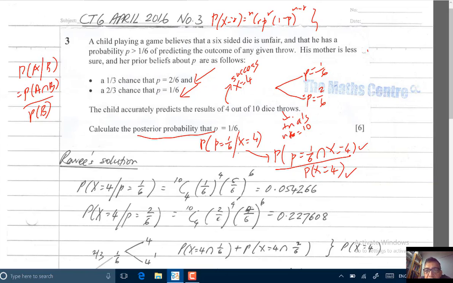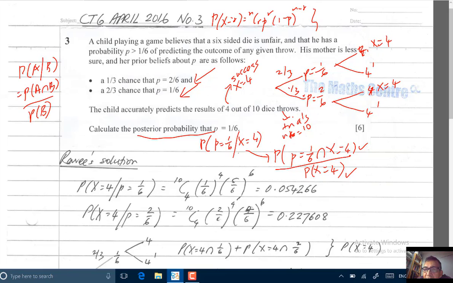So I started with my tree diagram here. P equals 1/6, what is the probability? 2/3. P equals 2/6, what is the probability? 1/3. That's given to me. So I have my next branch from the tree. This is 4 and this is not 4. I'm not interested in the not 4. If you don't like to write 4, you can write x equals 4 here. x equals 4. Good.